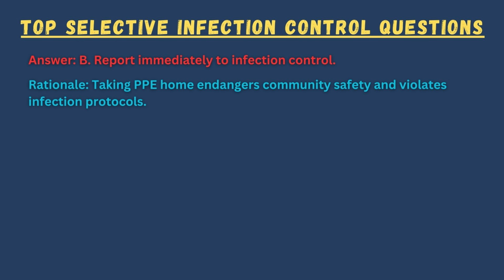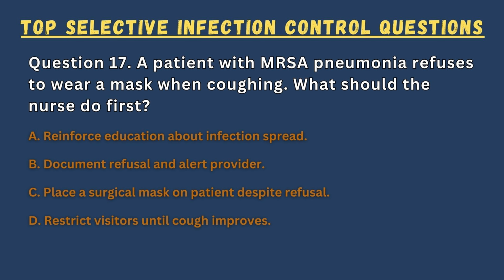Answer B. Report immediately to infection control. Rationale: taking PPE home endangers community safety and violates infection protocols. Question 17. A patient with MRSA pneumonia refuses to wear a mask when coughing. What should the nurse do first? A. Reinforce education about infection spread. B. Document refusal and alert provider.